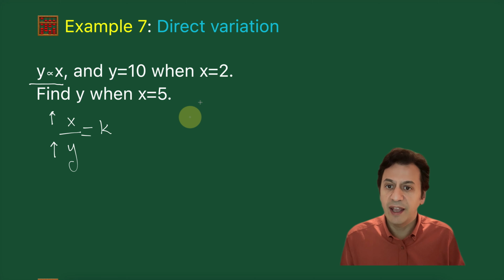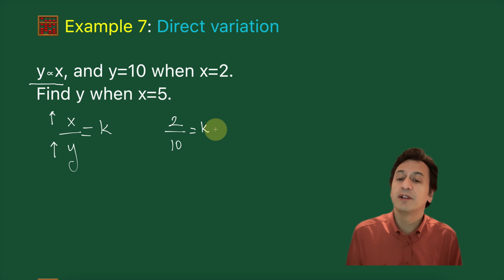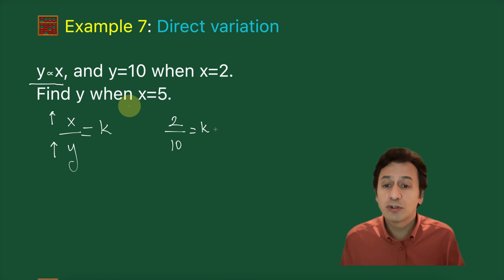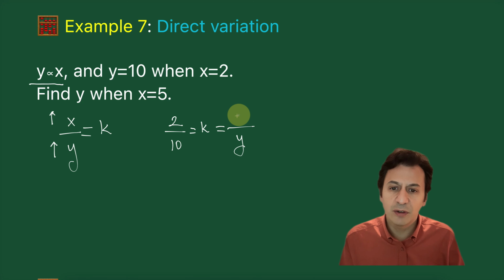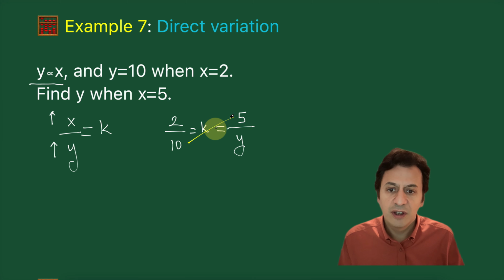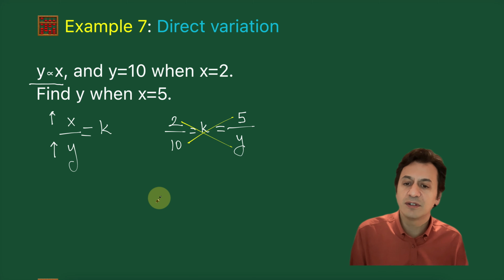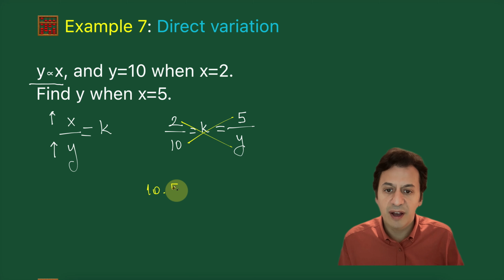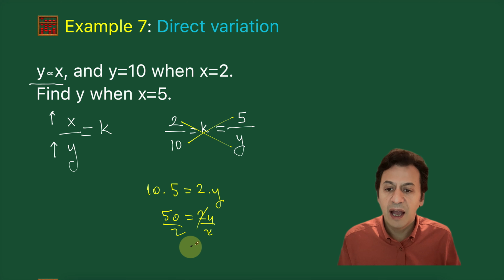And y is 10 when x is 2. Okay, 2 over 10. This is my k value. It means this is my constant. So it also equals to, find y, well, y is the denominator, y is here, when x equals 5. You know what to do, right? We can easily use this cross multiplication method as they are equal to each other. Okay, 10 times 5 equals 2 times y. 50 equals 2y. Now dividing both parts by 2, I get 25 equals y.